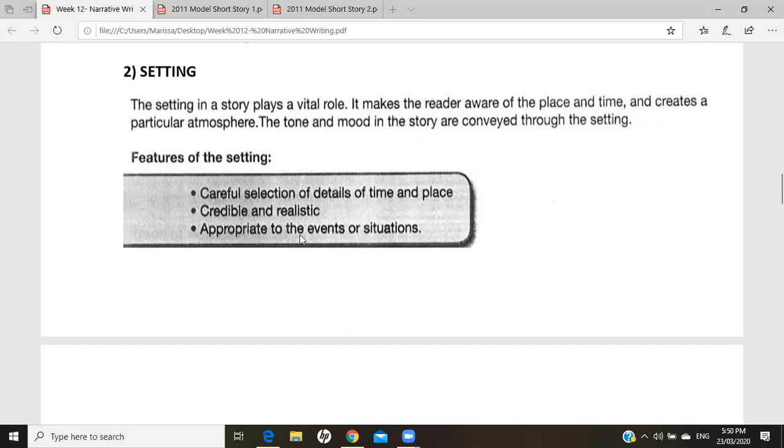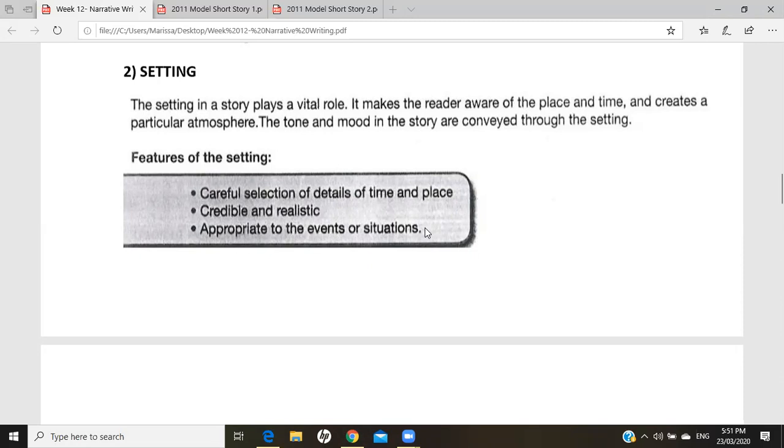The next thing is appropriate to the events or situations. For instance, if you are writing a story and they ask you to talk about the most exciting or memorable moment that happened in your life, you wouldn't begin the setting where the story begins in a haunted house. That wouldn't really be appropriate to something that's exciting or memorable. Maybe the setting could be something more relaxed and comfortable where the reader will feel joyful, and a haunted house is not the best location to have that effect.